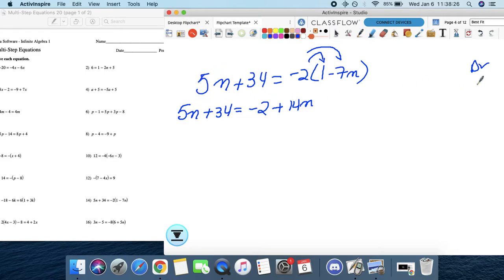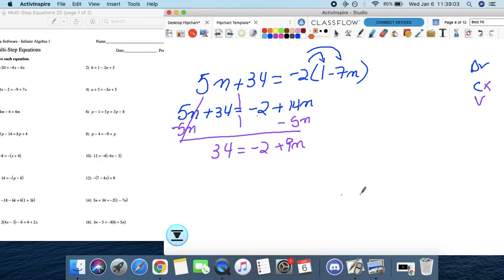That's done. Combine like terms. Can I combine anything in 5n plus 34? Nope. How about on this side, negative 2 plus 14n? No. Is there a variable on each side? Yes. So let's get rid of one of them, either the 5n or the 14n. 14n has to go, so let's get rid of the 5n. Minus 5n, and minus 5n over here. That goes away. 34 comes down. Equals negative 2, and 14 minus 5 is positive 9n.